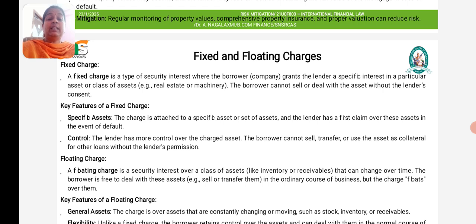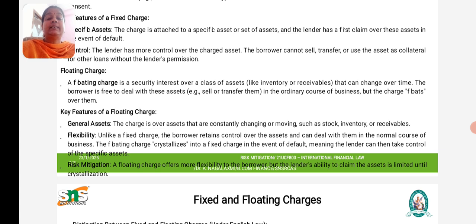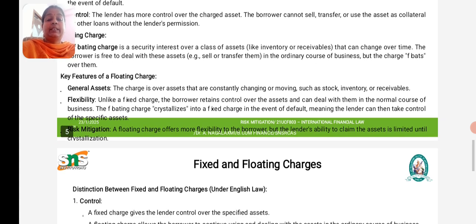Floating charges. Next, a floating charge is a security interest over a class of assets, that is inventory or receivables, that can change over time. The borrower is free to deal with the assets, for example, sell or transfer them in the ordinary course of business, but the charge floats over them. Key features are general assets, flexibility, and risk mitigation.